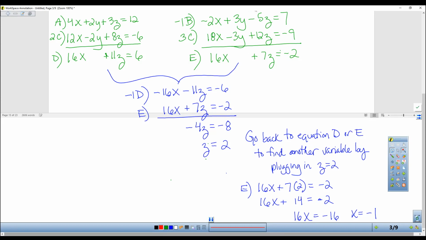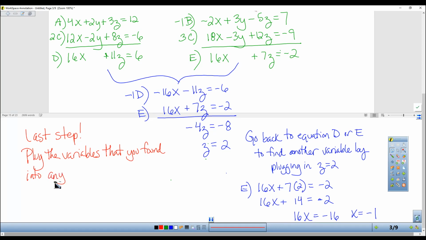Final step. Last step. Plug the 2 variables that you know, or that you've found, into any of the 3 original equations to find the last variable.